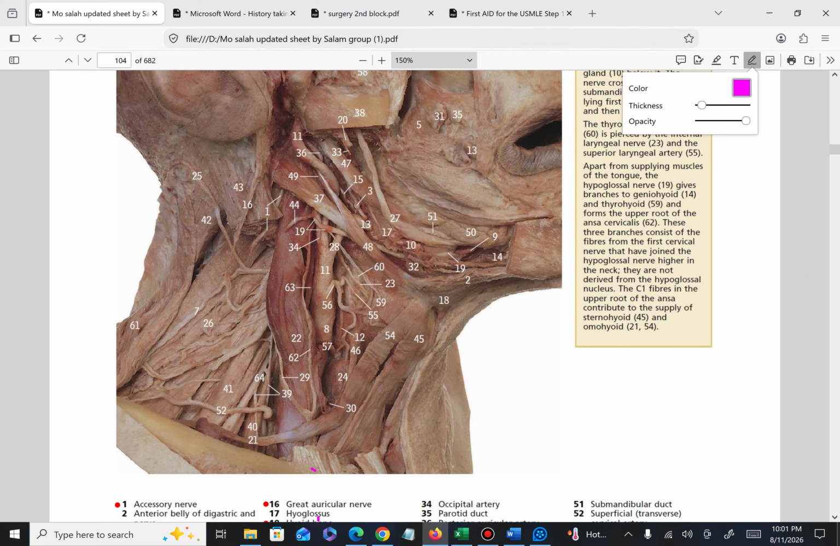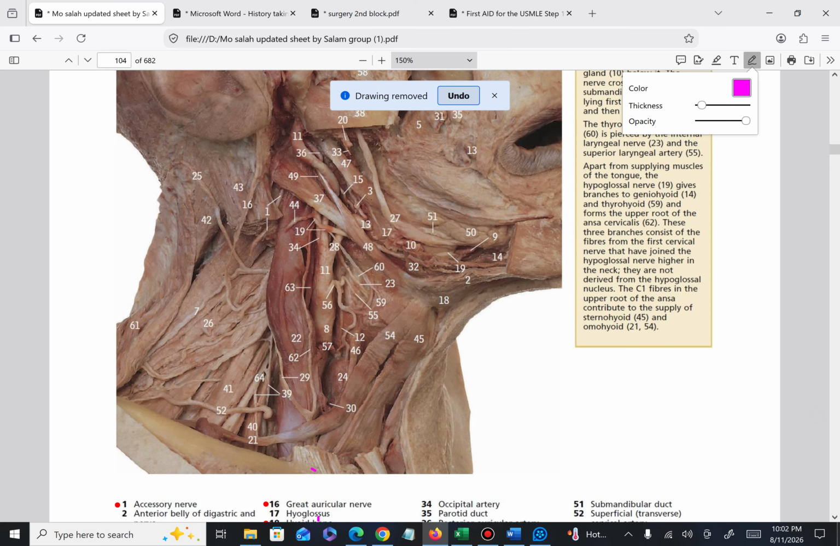Now the subclavian triangle contains the third part of the subclavian artery. Inferior to the inferior belly of the omohyoid muscle is the subclavian triangle, which has the third part of the subclavian artery, which is not shown here. So the posterior triangle also contains the third part of the subclavian artery.